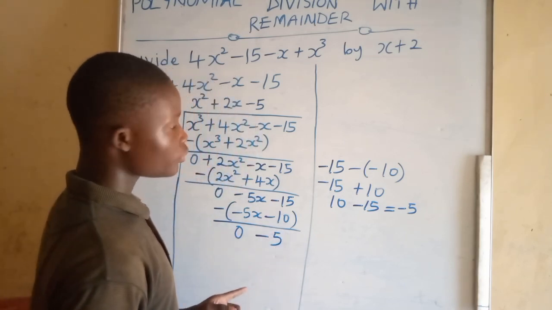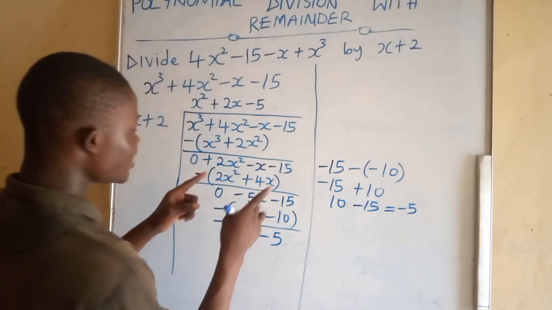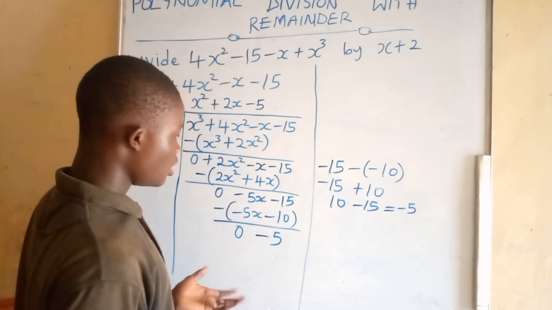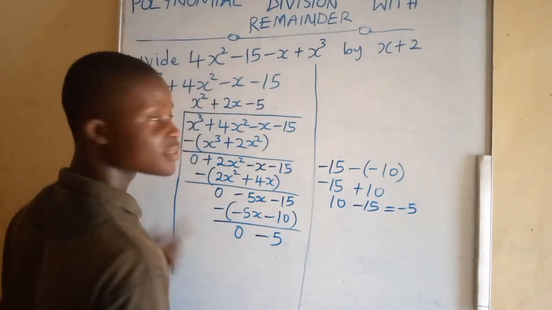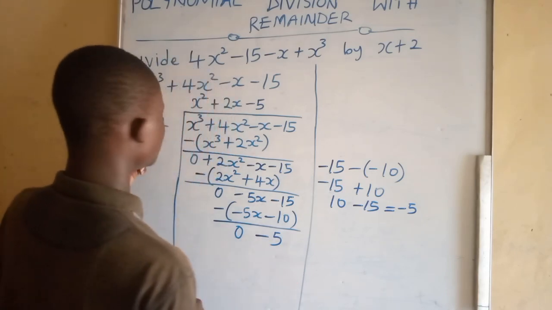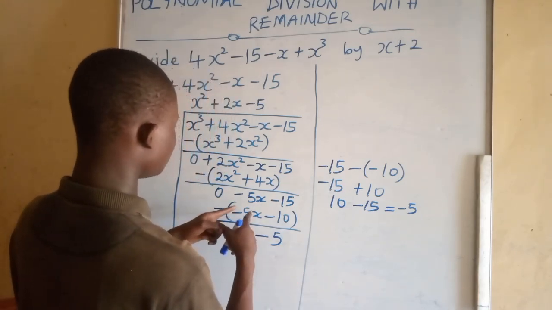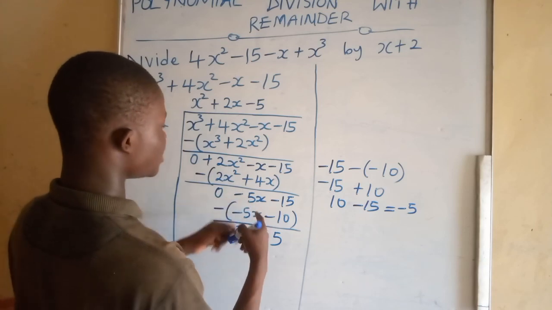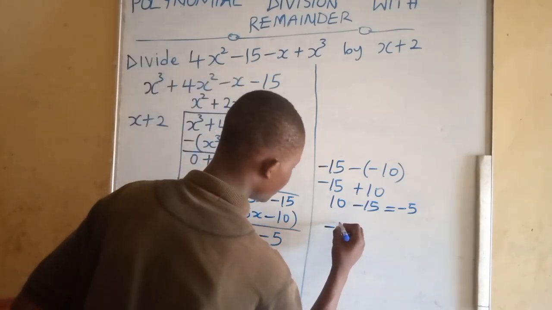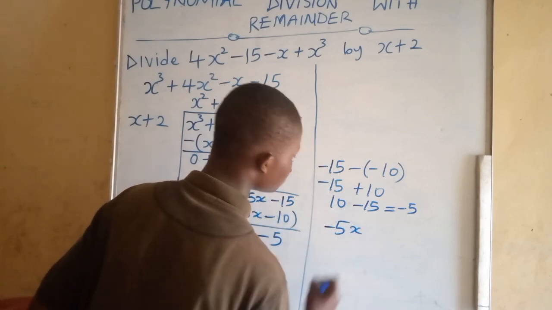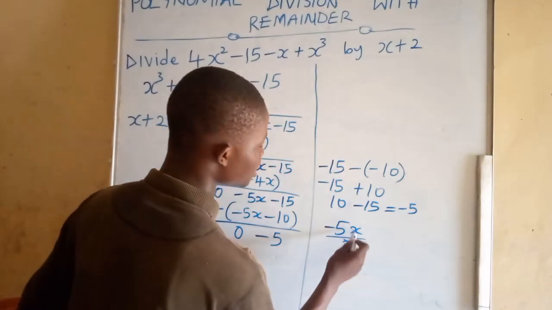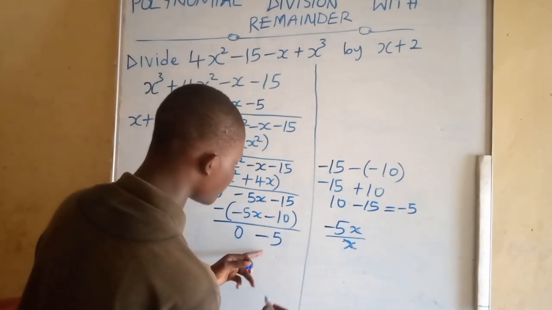Now, what should be our next step? Our next step is dividing this minus 5 by x. But is that possible? Can we divide minus 5 by x? Since this minus 5 does not have any x, we can't divide it by x. Like in this instance, when we are having minus 5x, we are able to divide this minus 5x because it's having x. Our x should be able to cancel this x. But here we are only left with minus 5.